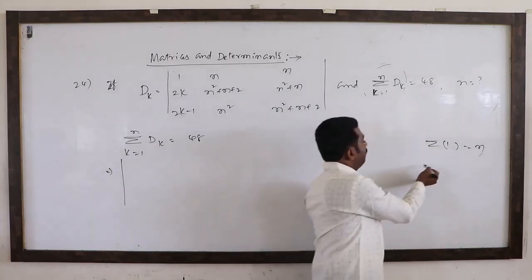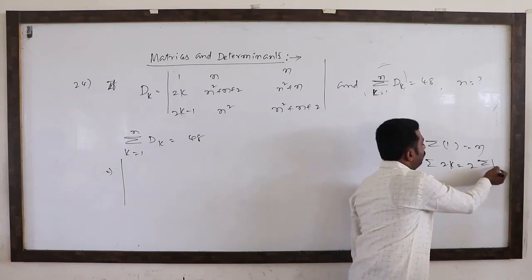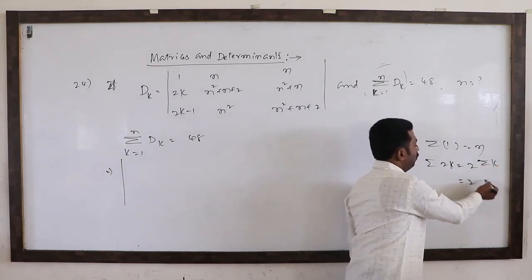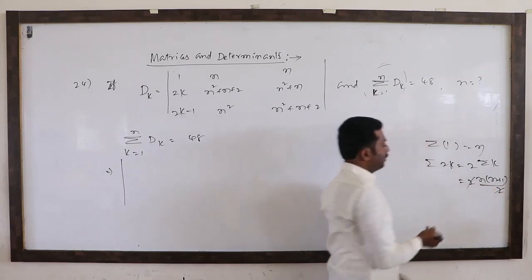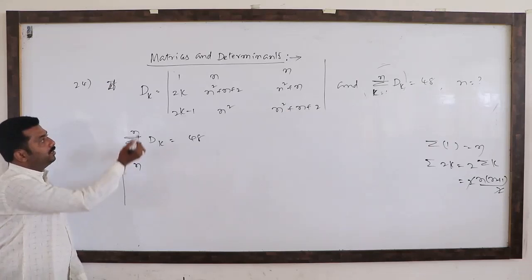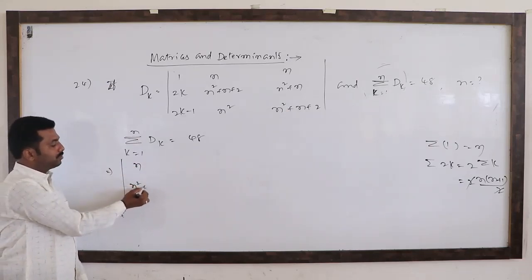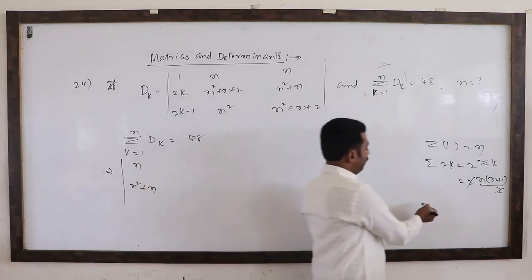Then second element, summation 2k means 2 into summation k. So 2 into n into n plus 1 by 2, the 2 cancels. So n square plus n. So the first element is n, the second element is n square plus n. Third element, what is the third element?